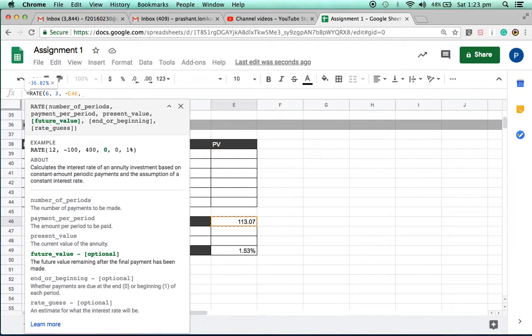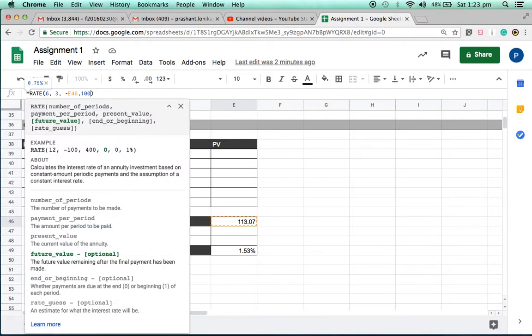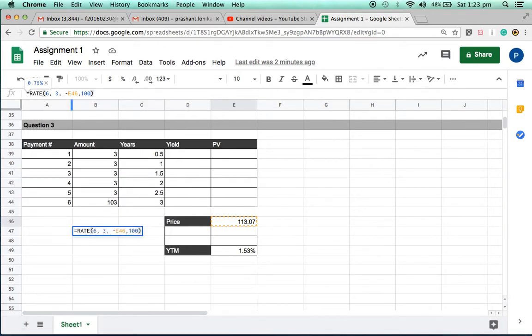And the last value is future value, that is the face value. So the function knows that this is the amount that will be paid at the final period. So you close that. If you notice there are some other parameters, you can ignore them. End or beginning is whether the coupon is paid at end or beginning, and there are rate guesses. Let's use the default values for now, but the first four elements are quite key. So you press enter and you get 0.76.